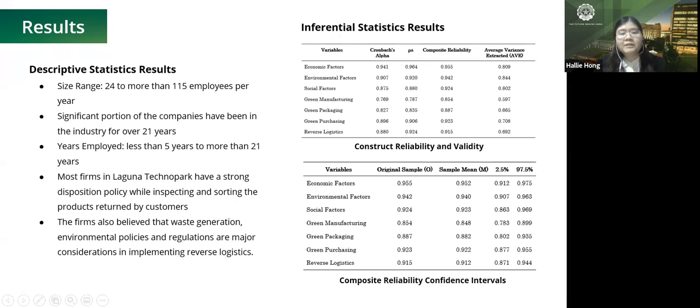Meanwhile, composite reliability measures internal consistency by showing how interrelated the items within a latent variable are. Values between 0.7 and 0.9 are seen as satisfactory, while values greater than 0.9 are undesirable and are less likely to be a valid measure of the construct. However, we were able to prove that our composite reliability values are acceptable by using the bootstrap method with a significance level of 5% to obtain the confidence intervals. Thus, having composite reliability values ranging from 0.854 to 0.955 shows that the construct indicators are highly correlated with one another. Next slide, please.